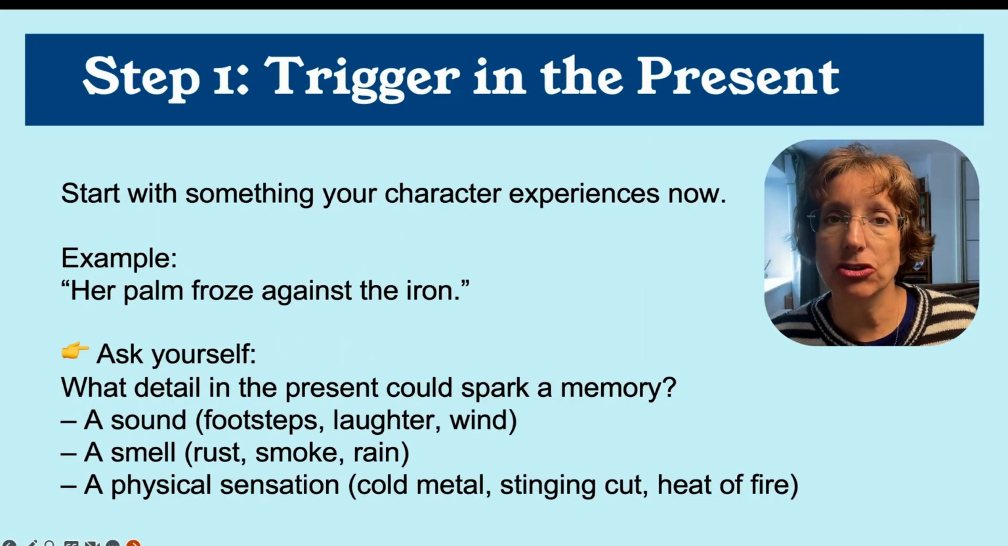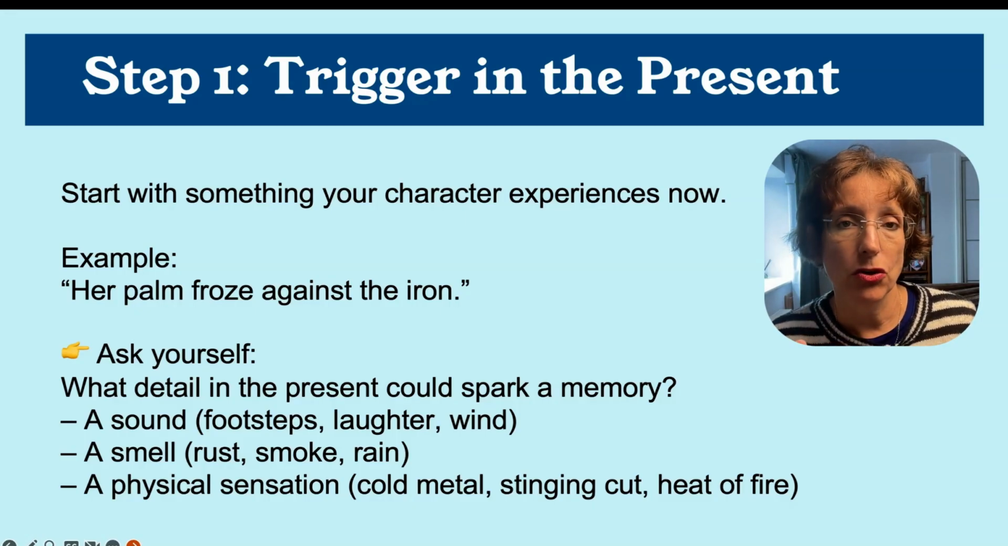Step 1, there has to be a trigger in the present. Start with something your character experiences now. For example, her palm froze against the iron. So include some sort of sensory detail. It might be a sound like footsteps, laughter, or the sound of wind, a smell, rust, smoke, rain, a physical sensation, the cold metal, the stinging cut, the heat of fire. So some small detail that triggers this memory.